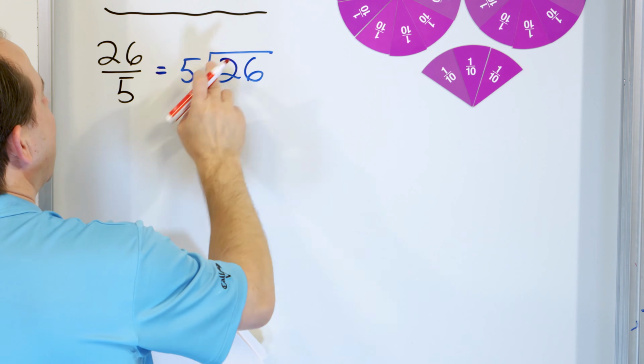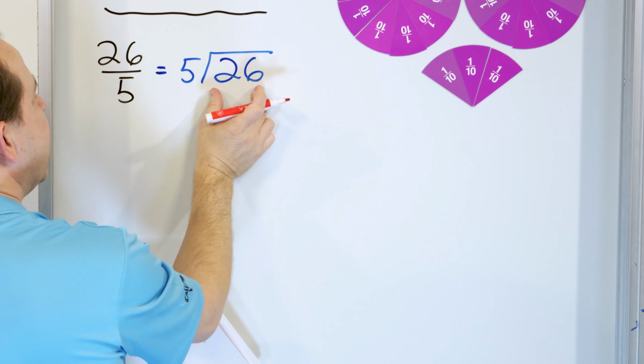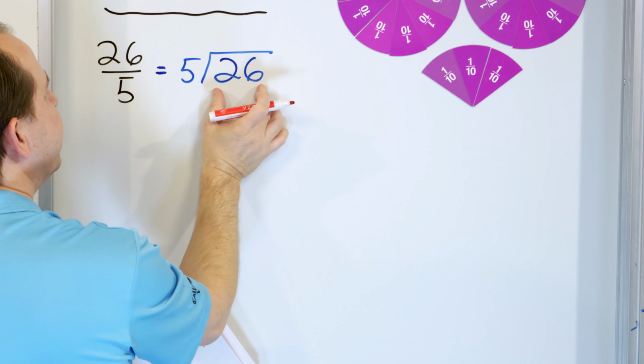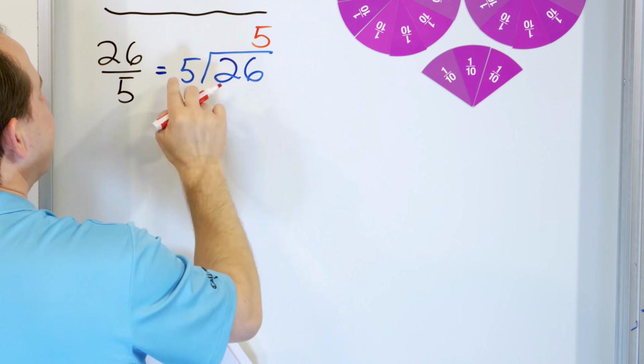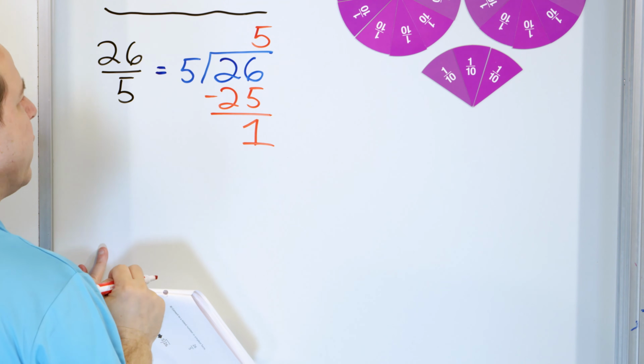Well, 5 times 4 is 20. 5 times 5 is 25. And then 5 times 6 is 30, but that's too big. So it has to be 5 times 5. That's going to multiply, give me 25, and subtract, and I'll get a 1 left over as the remainder.